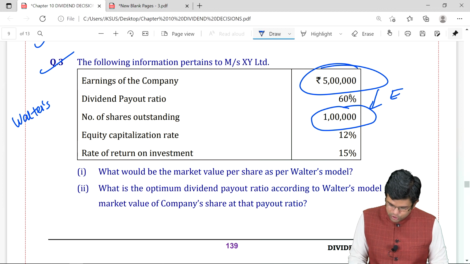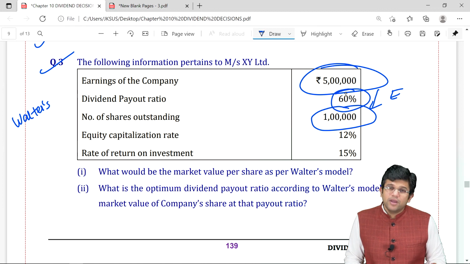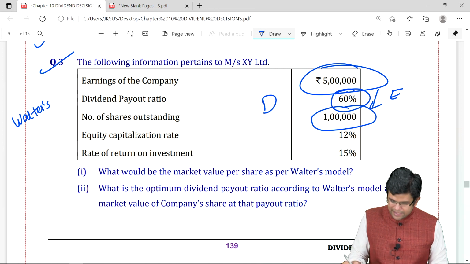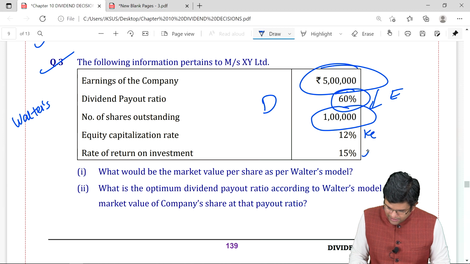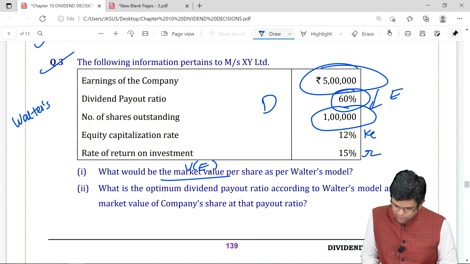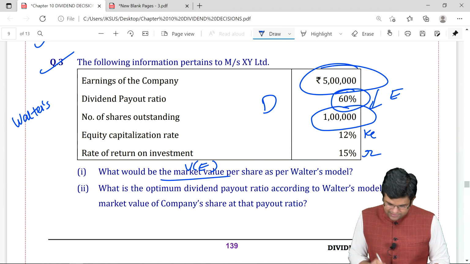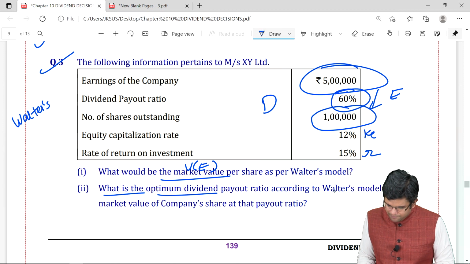Then, children, they have also given you the dividend payout ratio. Using this you can find out the D, that is DPS. So E is available, D is available, K is available, R is available. They're asking you to find the value of equity using the Walter's model. Then, children, they're asking what is the optimum dividend payout ratio.